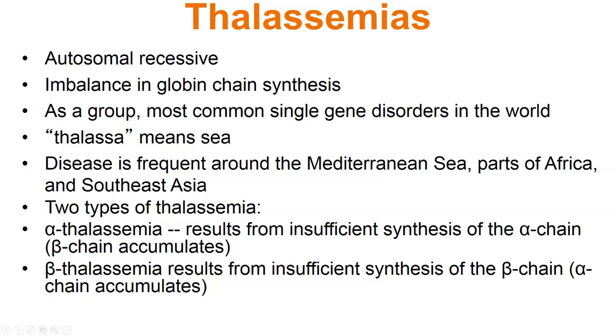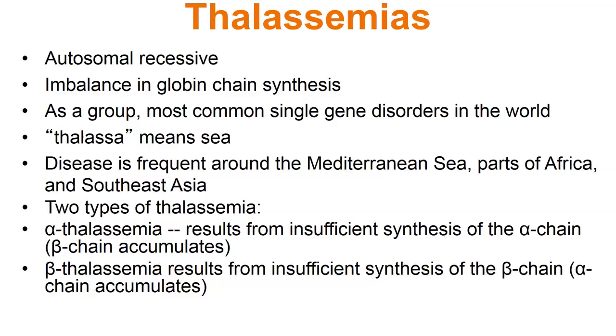Two types of thalassemia: we have our alpha thalassemias and our beta thalassemias. The name of the thalassemia is whatever chain is deficient. So for alpha thalassemia, the alpha chain is deficient, and for beta thalassemia, the beta chain is deficient. However, one thing to remember is when one chain is deficient, the other is in excess as well.